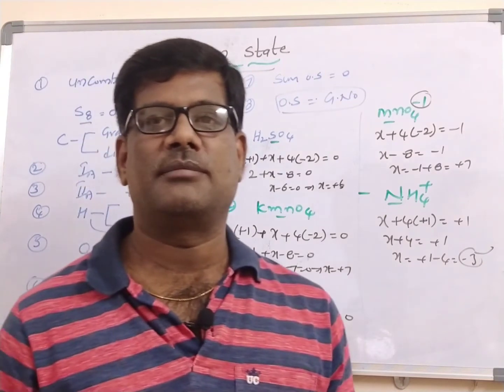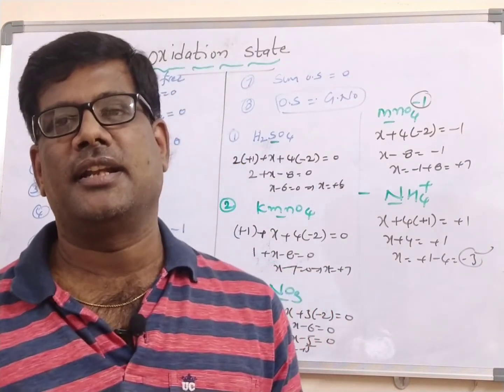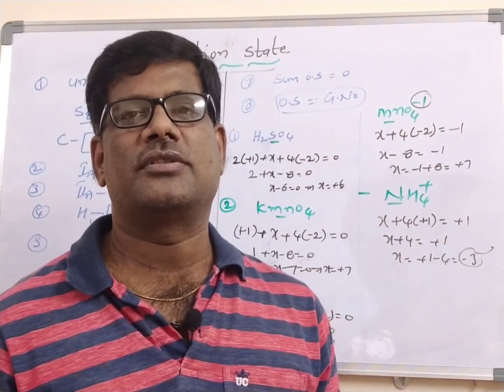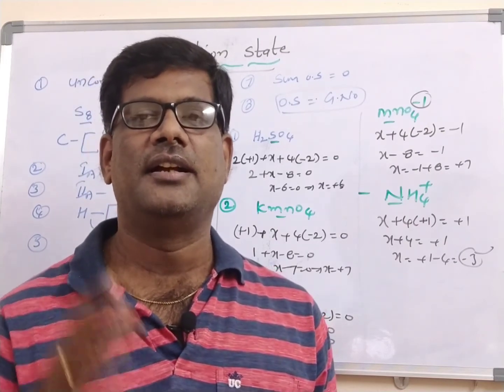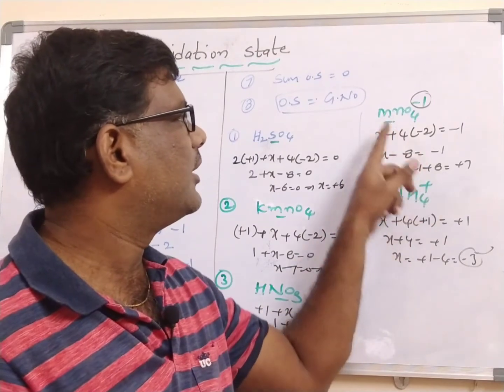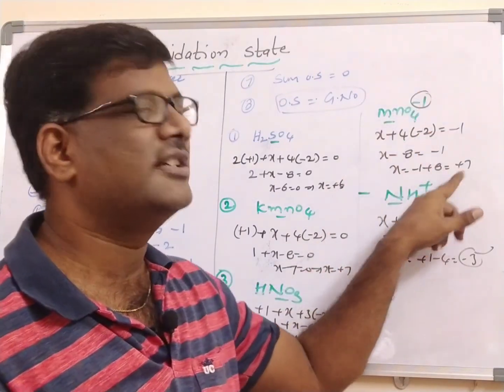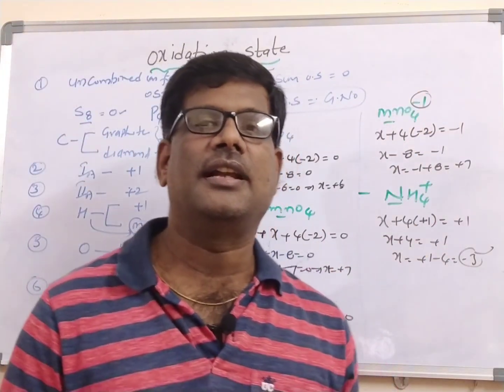Like this, whether it is a neutral molecule, cationic or anionic, whatever element or compound is given, we can predict the oxidation state, which is the charge acquired by an atom in a molecule. In MnO4 minus, manganese has the +7 oxidation state. Like that we will calculate.